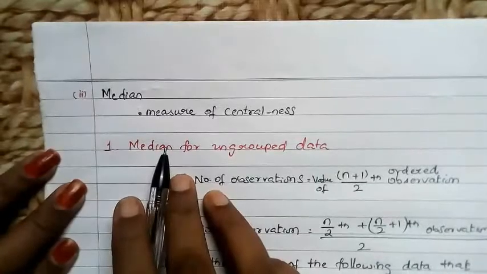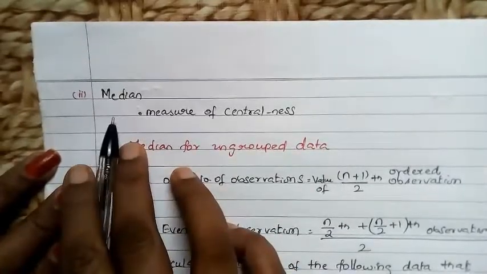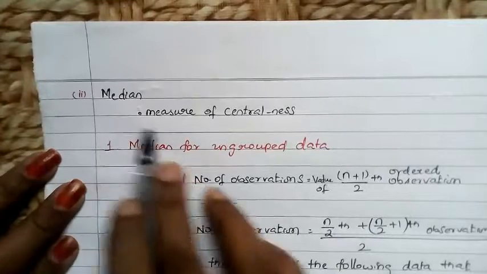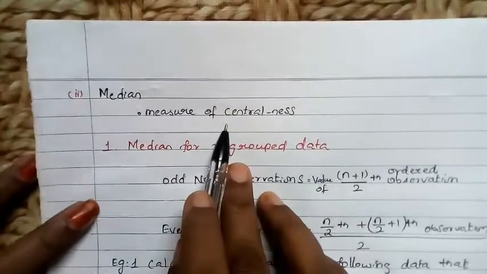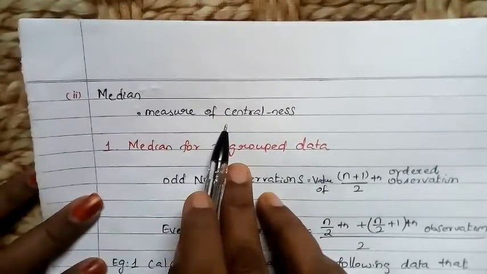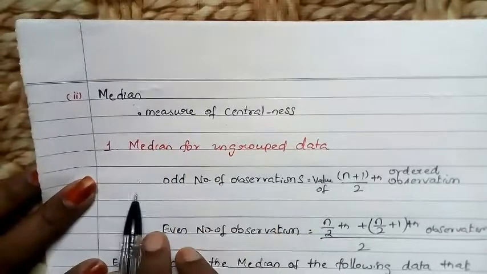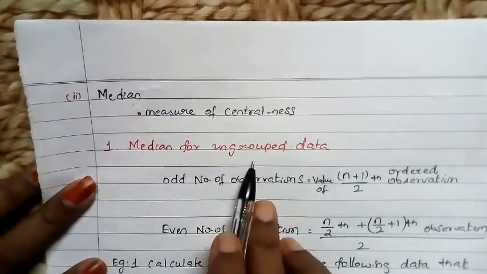In this video, we'll see how to find out the median for the given data. Median means measuring the centralness. So out of the given data, the center value is called a median. First, we'll find out the median for ungrouped data.